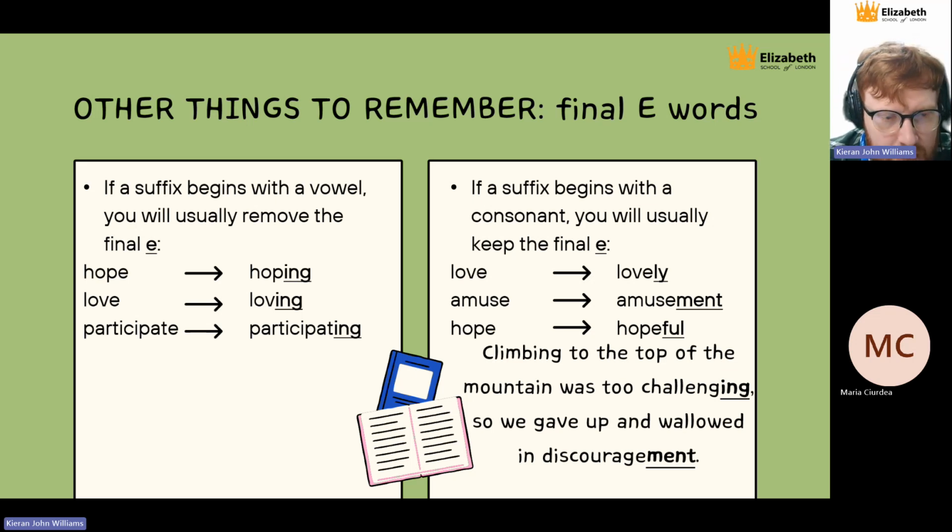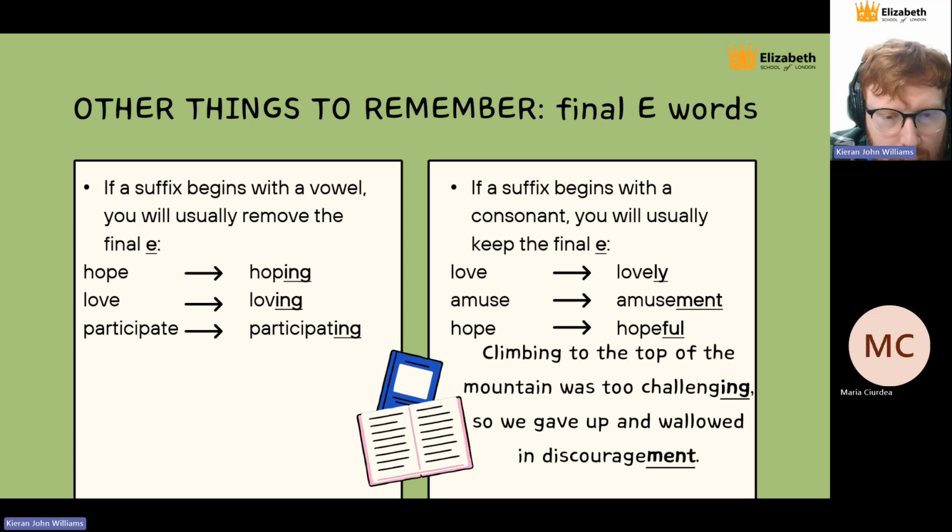So generally, we're going to have a look now at the final E in some words. Okay, so if you look here, we've got hope, love, participate. They all finish with an E. When you add the suffix, generally, we lose the E, and then we add the ing on at the end. So we've gone from hope with an E to hoping with no E, and then ing after. The same with love, and the same with participate. We remove the E and add ing to it.